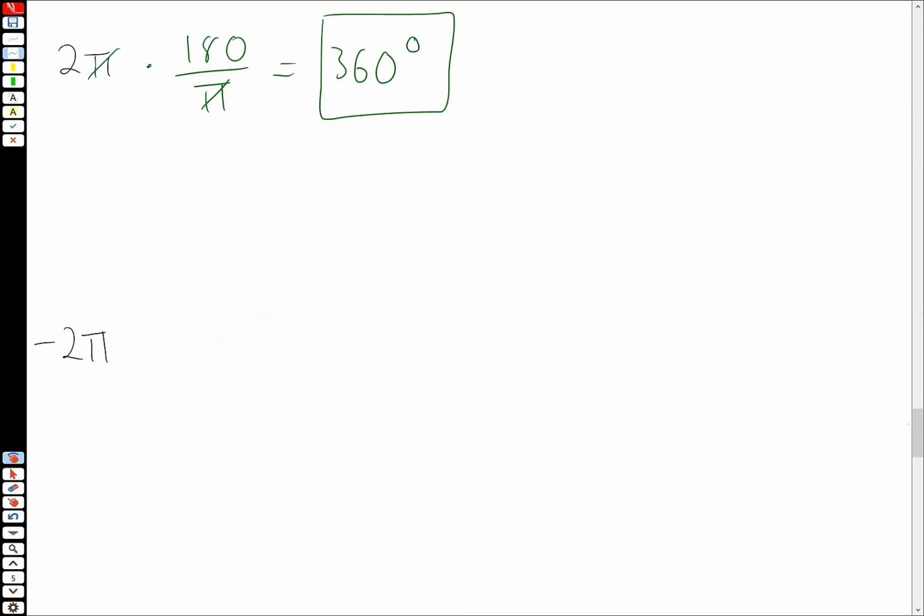Now, if you're dealing with a negative angle, the same thing applies. Nothing's really changing. So let's say we wanted to convert negative 2 pi. We do the same thing. If we're going from radians to degrees, multiply by 180 over pi. The pi's cancel out, and you just carry the negative sign over. So this is negative 2 times 180, which is negative 360 degrees.